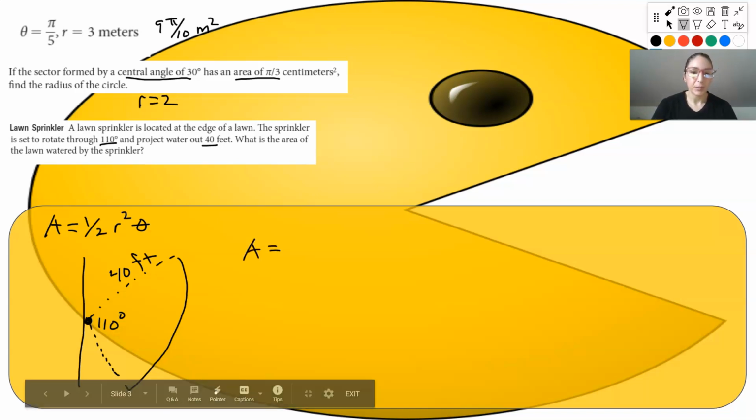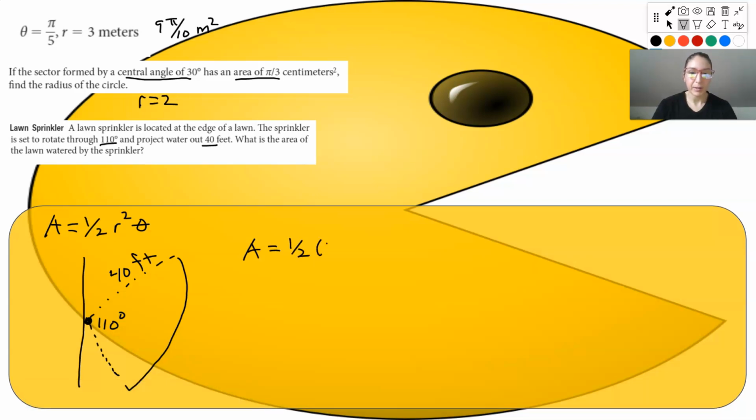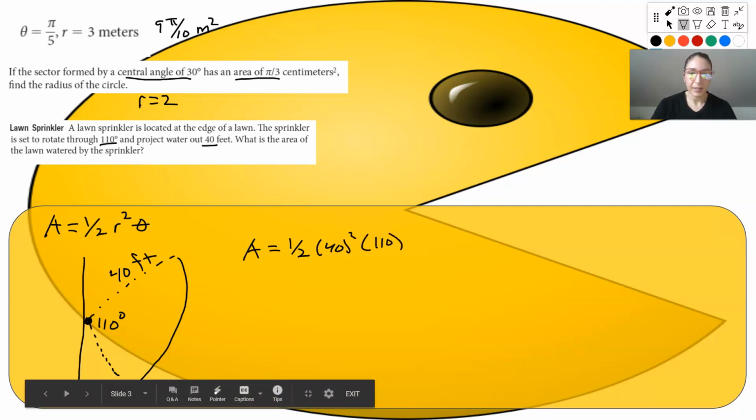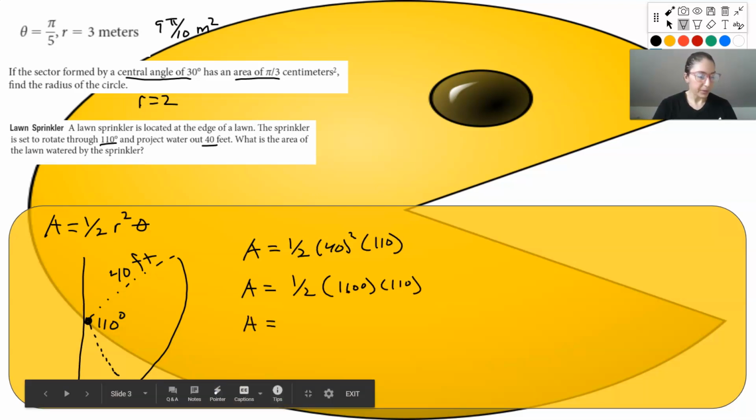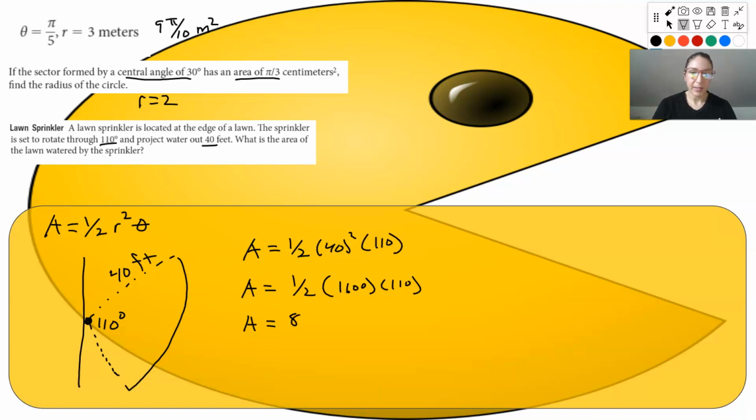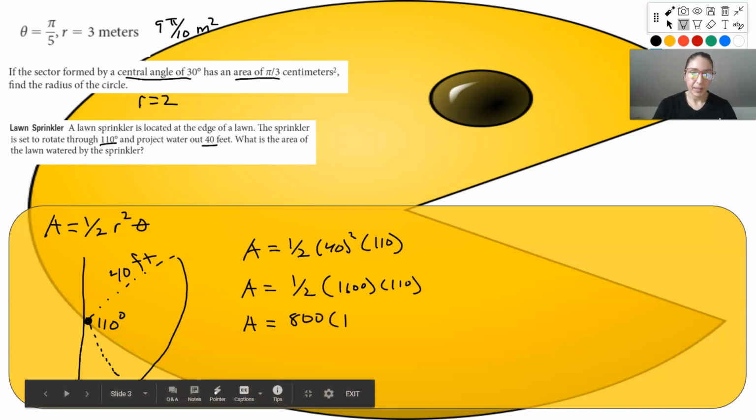So A equals 1/2. What's my r in this case? My r is 40 squared. You can see these numbers are going to be big. And my theta is 110. So area is equal to 1/2. 40 squared is going to give us that 1600 times 110. So area is equal to 1/2 times 1600 is 800. I'm doing this step by step. 800 times 110. Let me just verify my numbers. Yep, 88,000. So area is equal to 88,000.